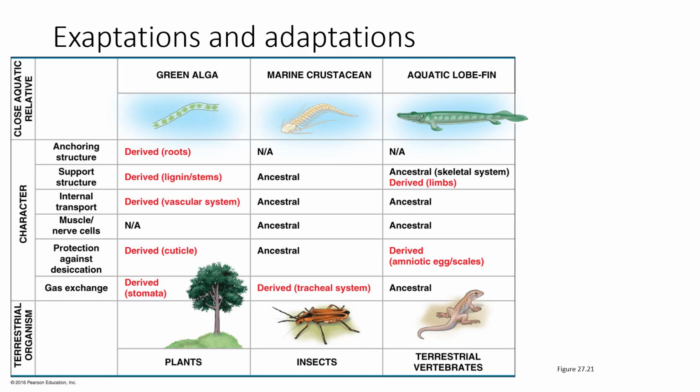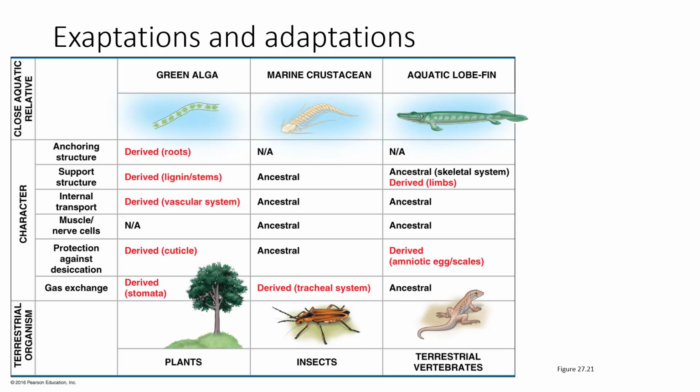Plants did not have a way of protecting against drying out. They had to evolve that. And you can see in red all the things that had to evolve to allow a group to live on land. Green algae had to do a lot of evolving. This is why we spent so long on plants talking about plant adaptations to living on land. It was not easy for plants to evolve to live on land from green algae.